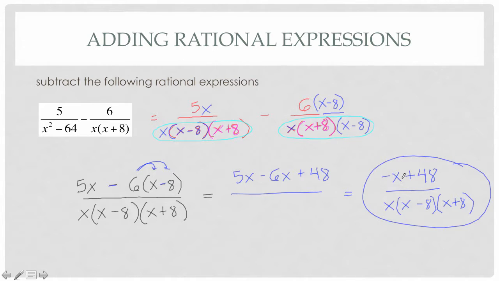Now you always want to do a quick check at this point. We add them together, we simplify the numerator. Are there any common factors that you can divide in the numerator and denominator? Well, I have factors of x, x minus 8, and x plus 8 in the denominator. But I don't have any of those factors in the numerator. I just have negative x plus 48, which is different than any of those three.